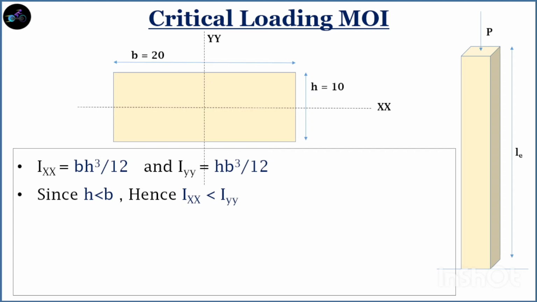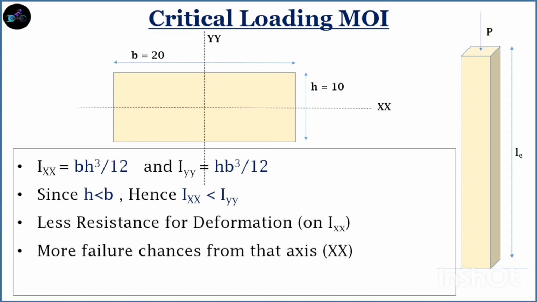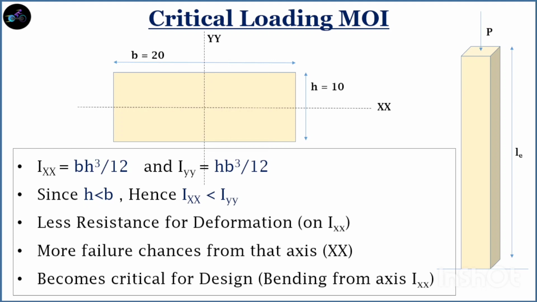Now you have to understand this point. The axis xx has less moment of inertia, hence it has less resistance to deformation. Hence, the failure chances are higher about the axis xx. Hence, it becomes critical for the design. All right. So whenever you design a column or a strut, you only take care of the axis which has less moment of inertia. All right. I hope you now understand the difference between the mass moment of inertia and area moment of inertia. All right.